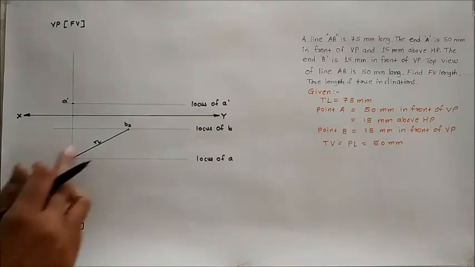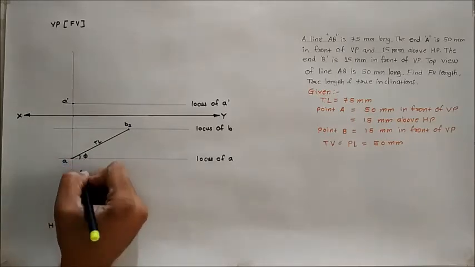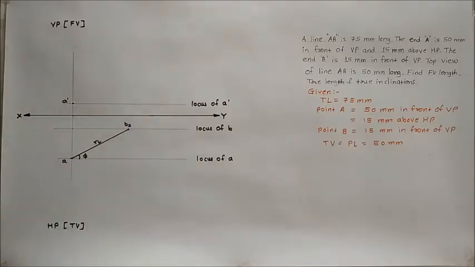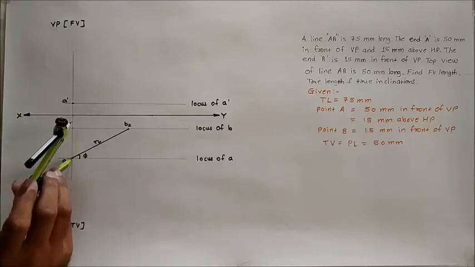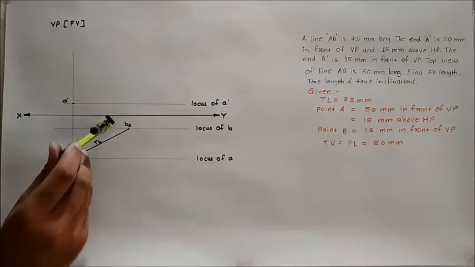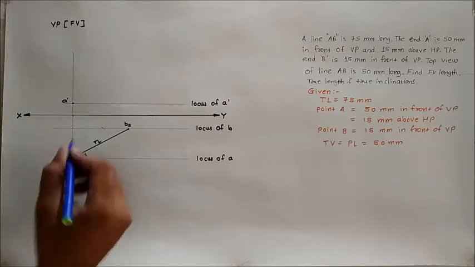Angle made by this line with the horizontal line is denoted by angle phi. After this, we will plot the plan length of the line. For marking the plan length of the line, take the distance 50 mm, that is plan length, in your compass. Keep your compass at point A and mark the point on the locus of B. Give the nomenclature to that point as a point B.